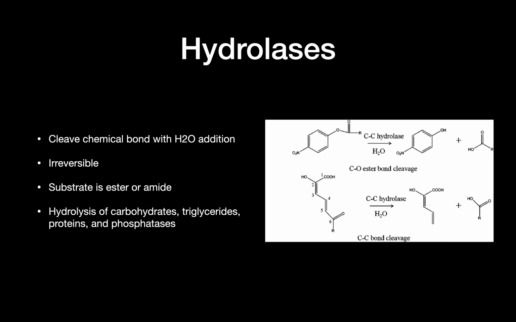Hydrolases cleave the chemical bonds with a water addition, and this is also irreversible. The substrates are generally esters or amides, and this is used to hydrolyze carbohydrates, triglycerides, proteins, and phosphates. As you can see, there's the bond cleavage by the addition of water.